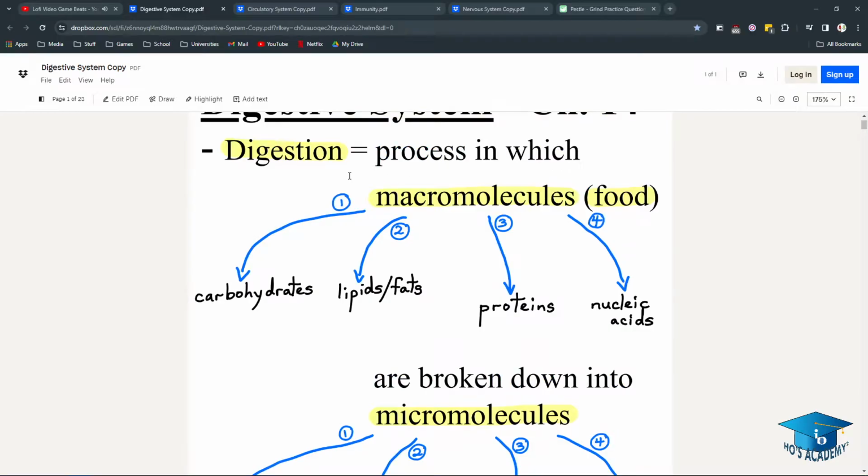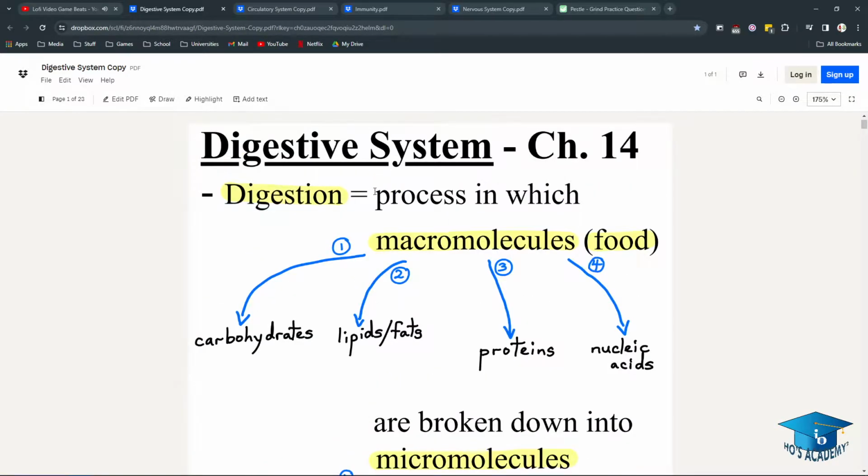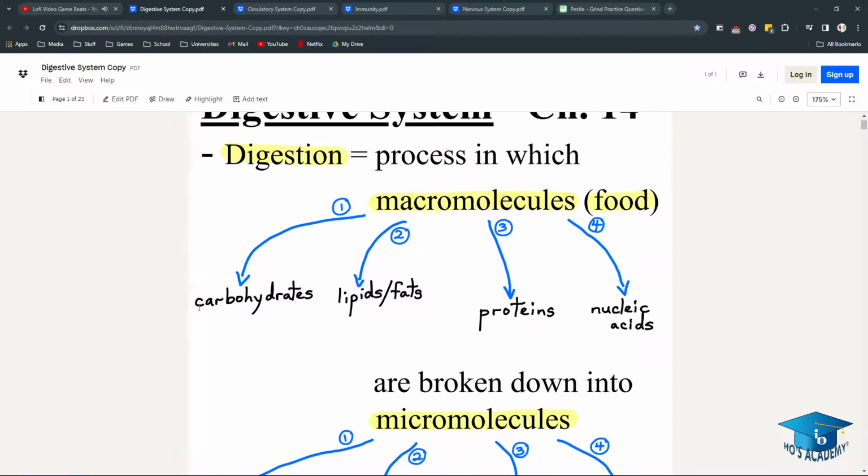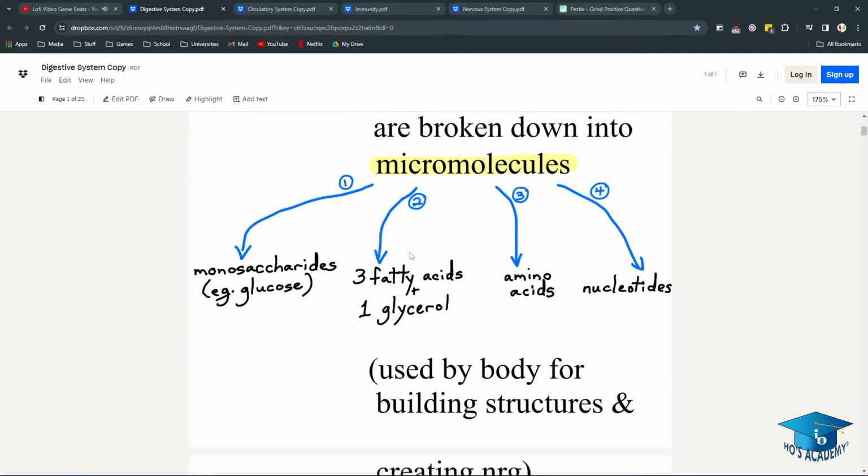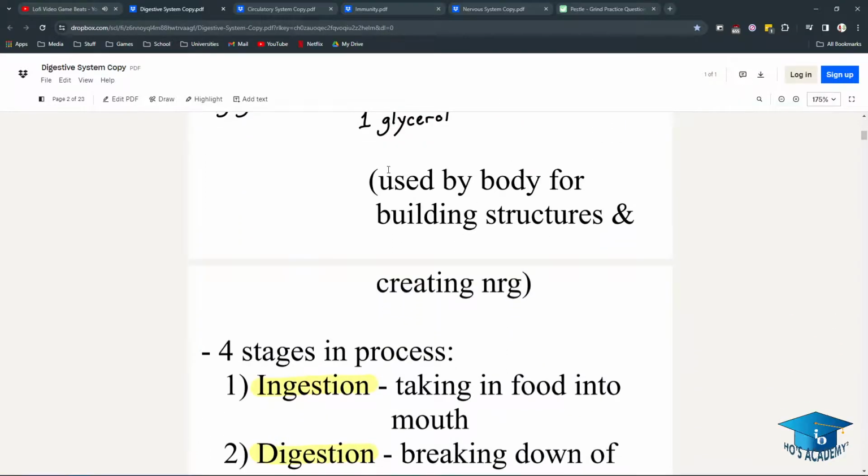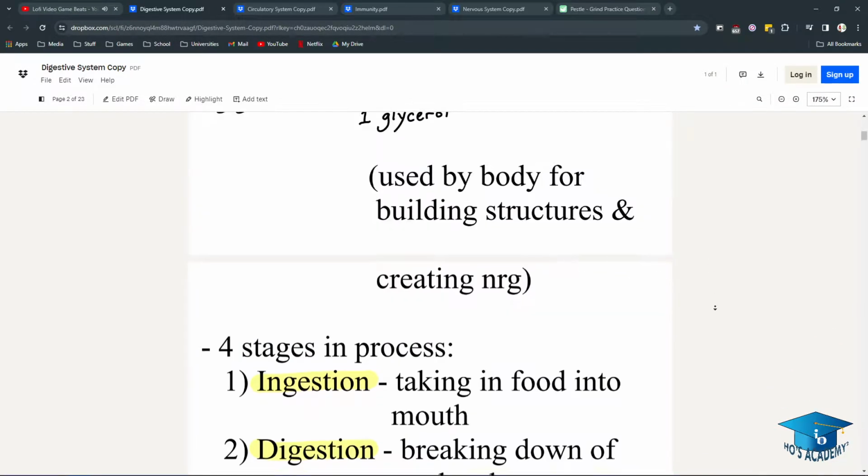So macromolecules are digested with the digestive system, which means carbohydrates, lipids and fats, proteins, and nucleic acids from biochem, and they're broken down into their monomers. And then they're used throughout the body.